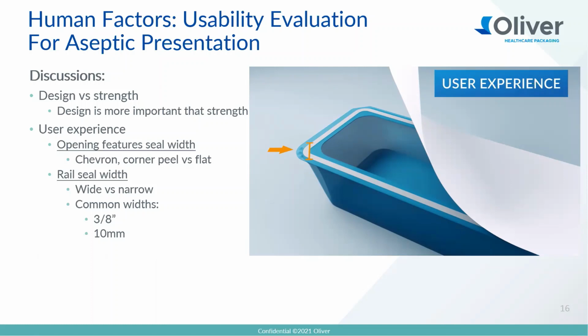So therefore, the user experience for opening a package with a chevron feature, or for example, with narrower seals than the common 3/8 inch wide or 10 millimeters, you can see that that is much different than ASTM F88.